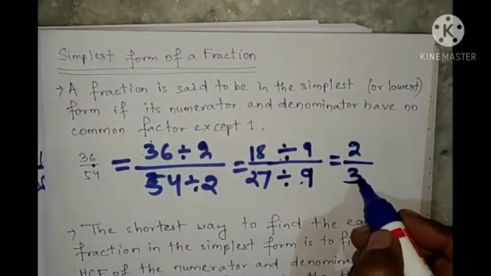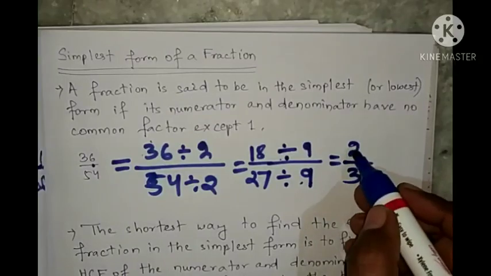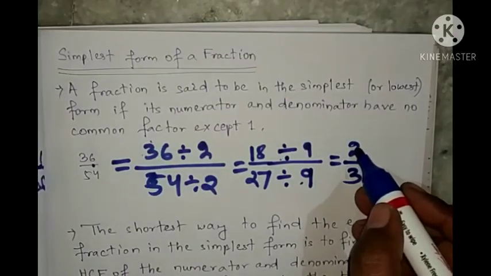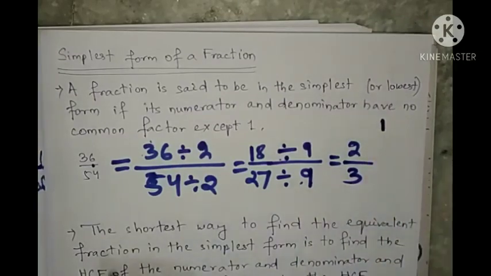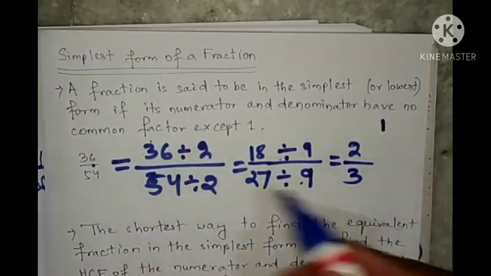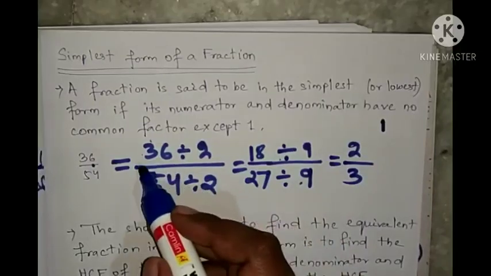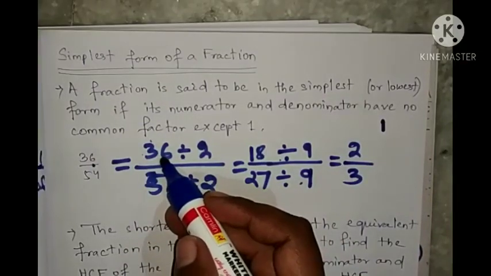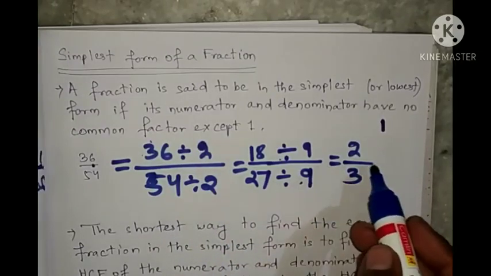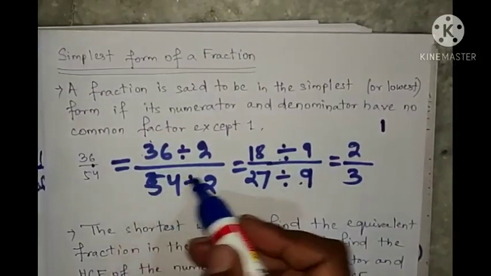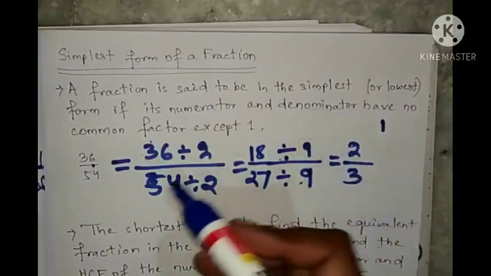Now can you divide more? No. What factors do they have? 2 and 3 have only one common factor, that is 1. So you can divide like this with the same number. You will divide the numerator and denominator by the same number so that you can find the simplest form of the fraction.